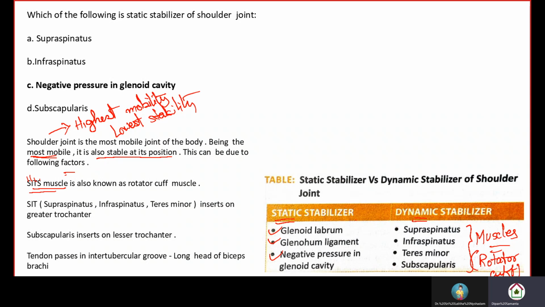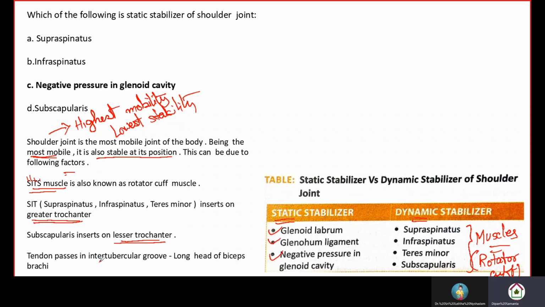SIT, not subscapularis: supraspinatus, infraspinatus, and teres minor. These three insert on the greater tubercle. Subscapularis inserts on the lesser tubercle.